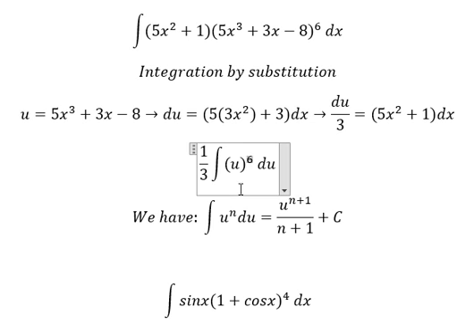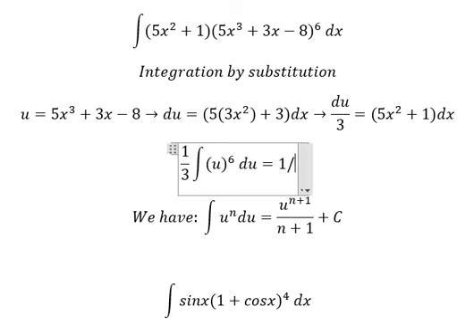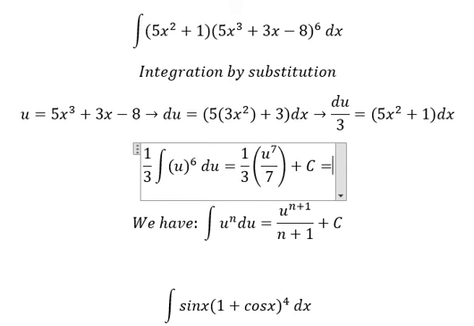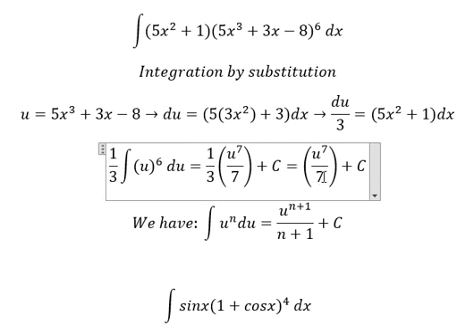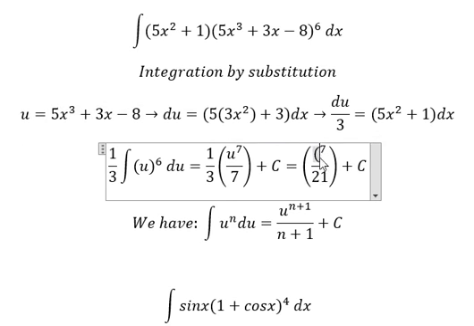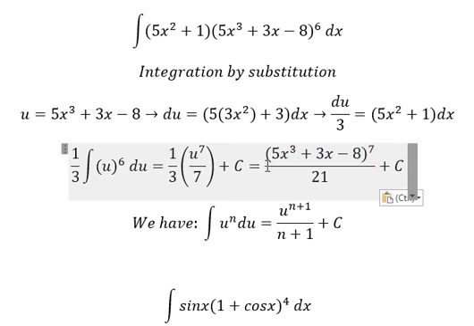So we put number 6 go in here. So we have number 6 plus 1, we have number 7. So number 3 and number 7, we have 21. About u, that is about this one. And this is the answer for question number 1.